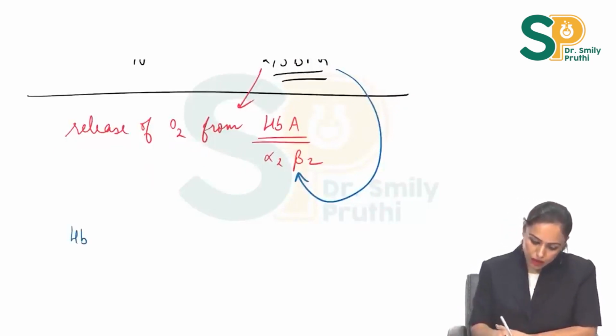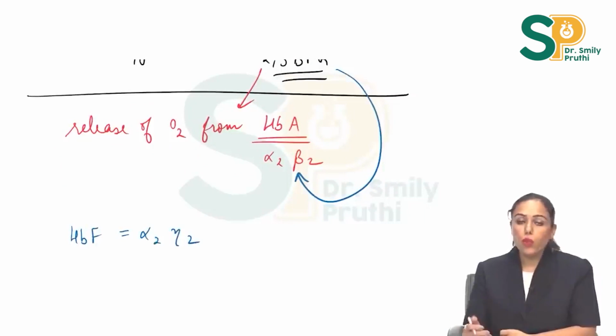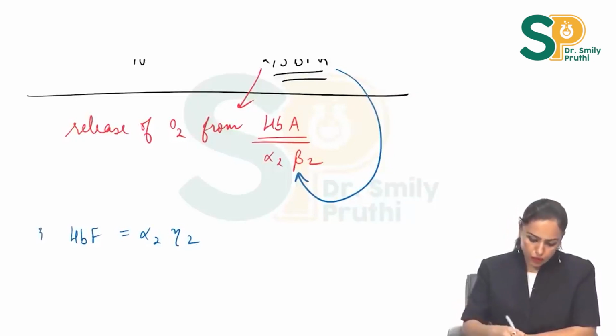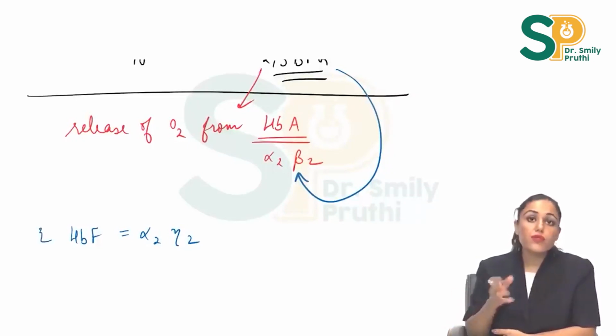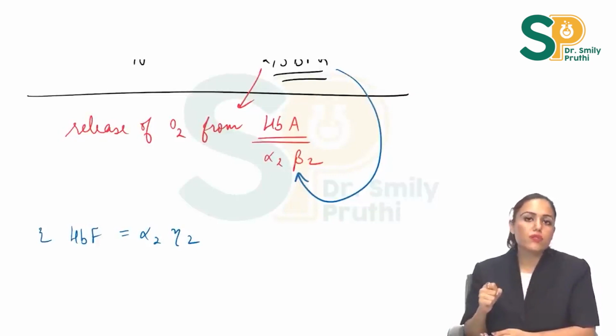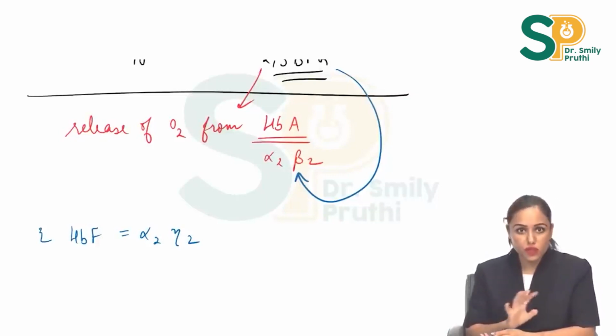Any other hemoglobin, like fetal hemoglobin HbF, is alpha 2 gamma 2. There is no beta chain in any other hemoglobin and 2,3-BPG binds to the beta chain. Therefore, 2,3-BPG will not affect any other hemoglobin, right? And also, fetal hemoglobin should not be affected because fetal hemoglobin should take oxygen from the mother's blood. It should not release oxygen, right?